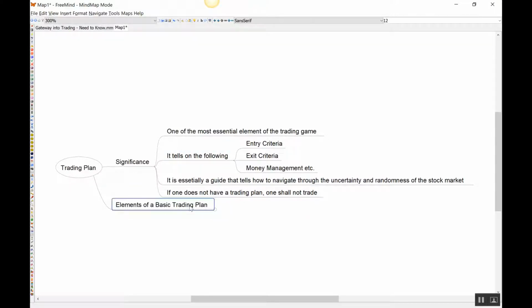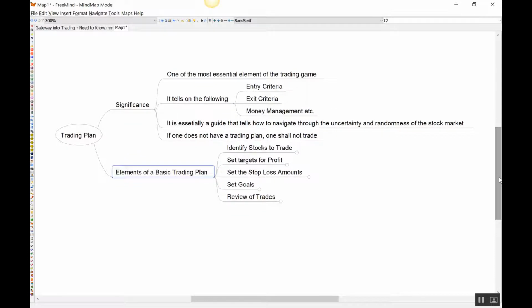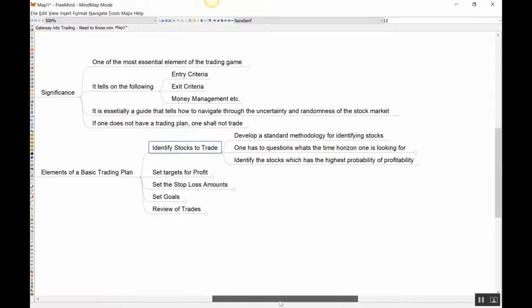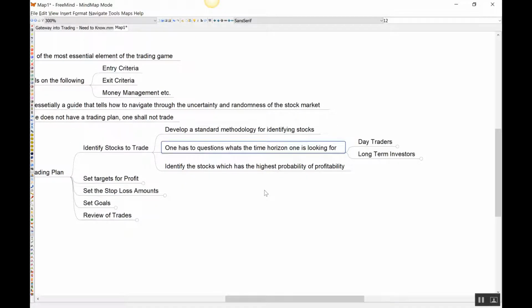So, what are the basic elements of a trading plan? Essentially, there are five. The first one is identifying the stocks to trade. One has to develop a standard methodology for identifying stocks. One has to question what time horizon one is looking for.